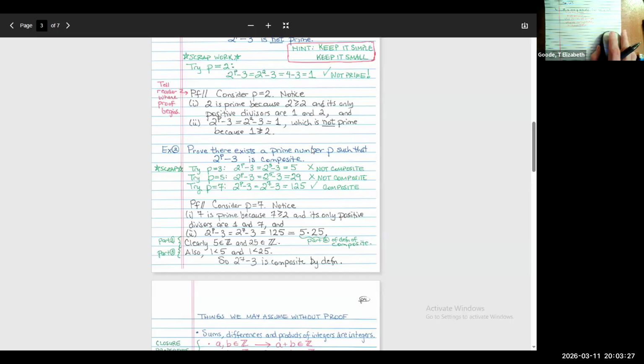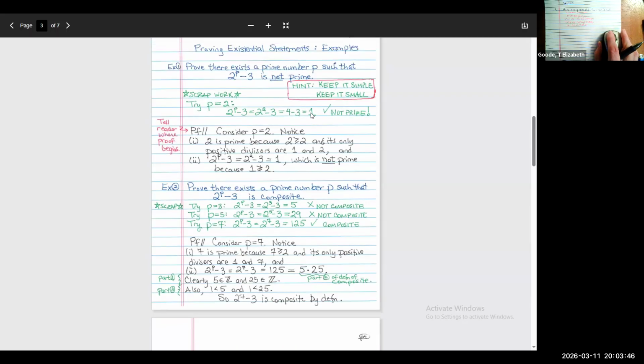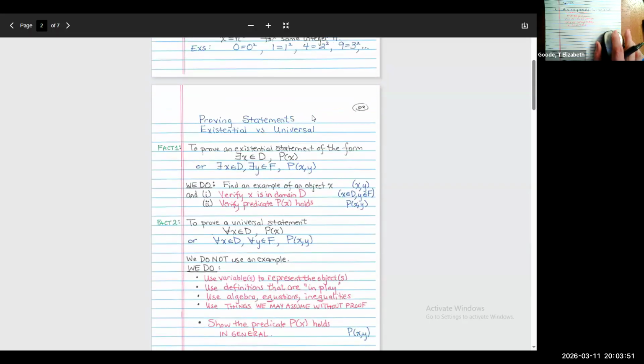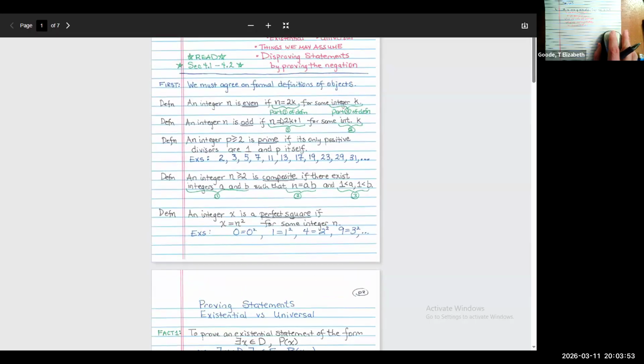Let's look at that. It says almost the same thing. It says prove there exists a prime number P such that 2 to the P minus 3 is composite. Now there's a difference between not prime and composite. 1 is not prime, but it's not composite. It's not big enough.